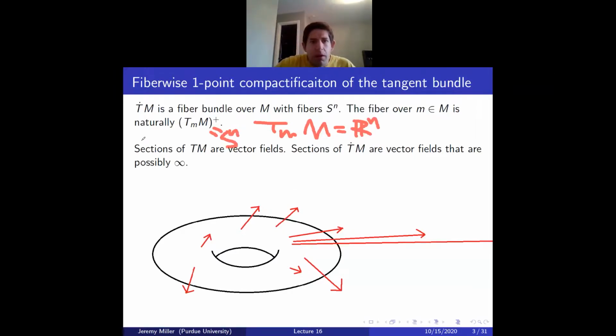And maybe a productive way of thinking about it is that sections of the tangent bundle are vector fields on your manifold, and sections of the one-point compactification of the tangent bundle are vector fields that are allowed to be infinity in some places. And here we're just adding one point at infinity, as opposed to, you could add like an S^(n-1) at infinity or something like that.